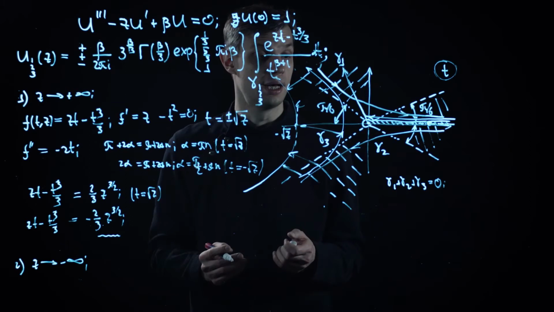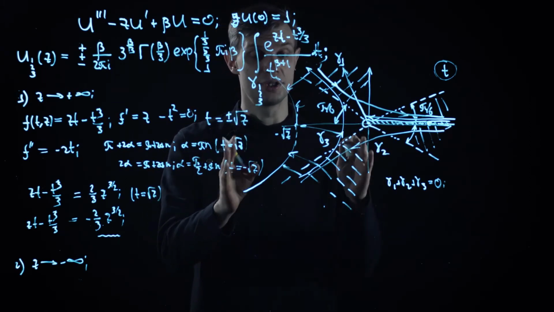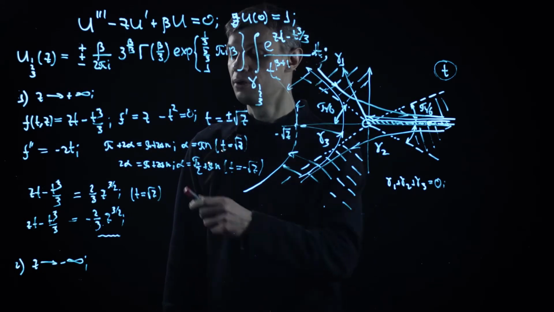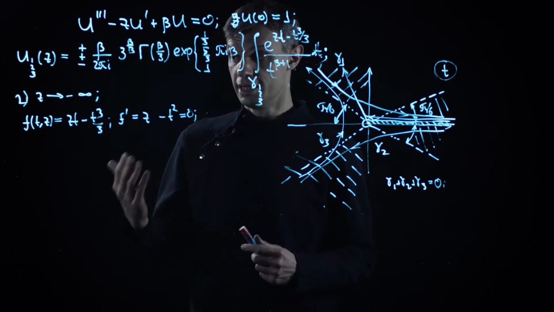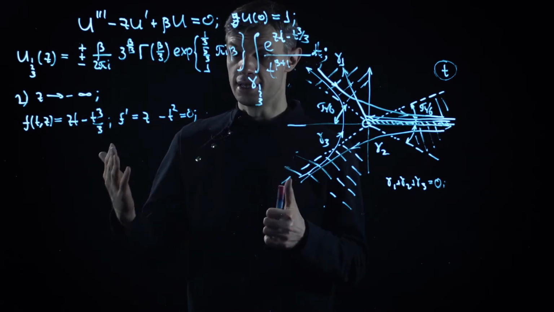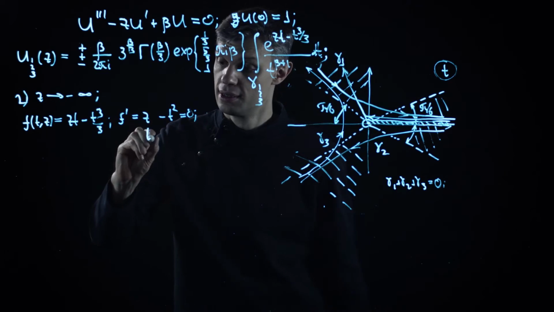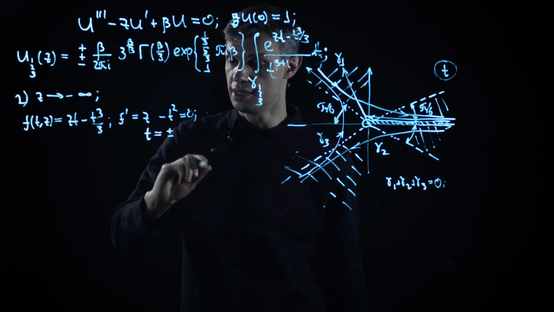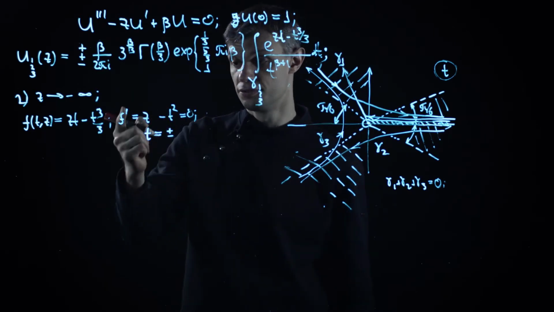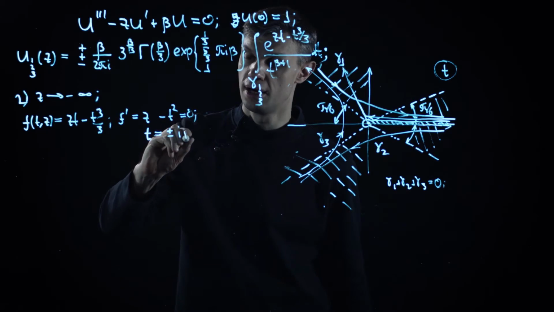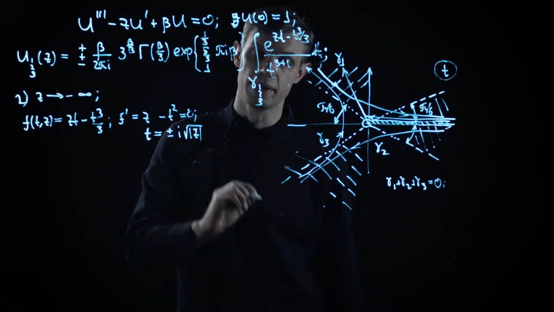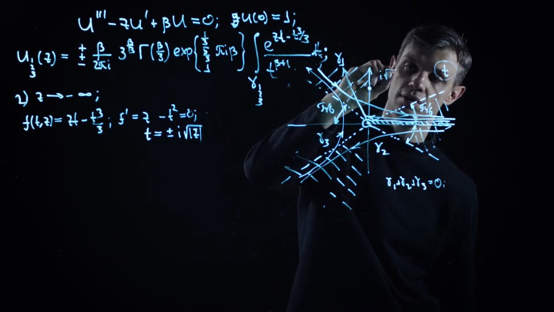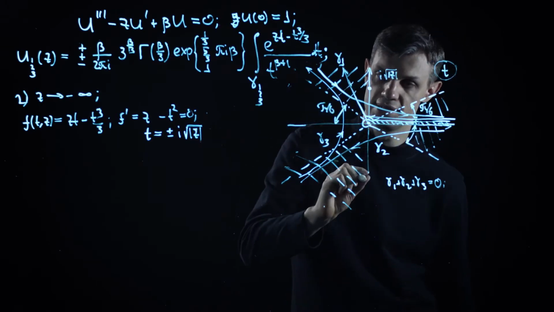And to this end, we need to slightly redraw the picture of all our saddles, because the saddles will change their position. Now the equation for the saddle stays unchanged, but the position of the saddle is changed due to the change of sign in z. So now t equals square root of z, or rather i square root of the modulus of z. So now these are our new positions of the saddles.